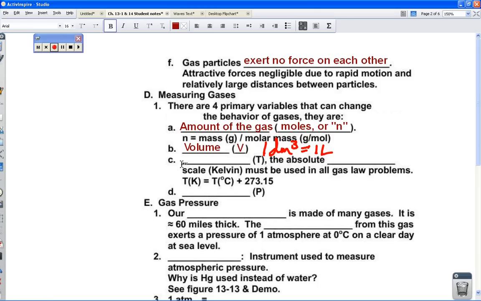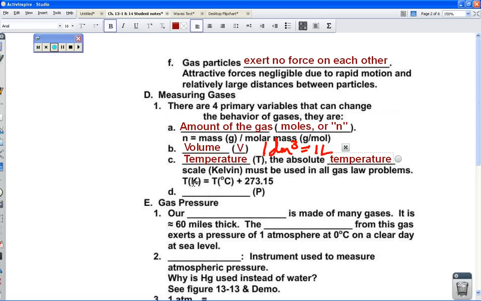Then T. What do you guys think T is going to be? T is going to be temperature. In this particular case, temperature is going to be in Kelvin. It is the absolute temperature scale, which must be used in all gas law problems. This is how you find it.